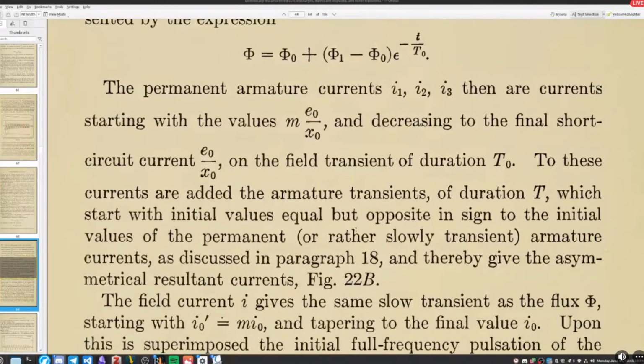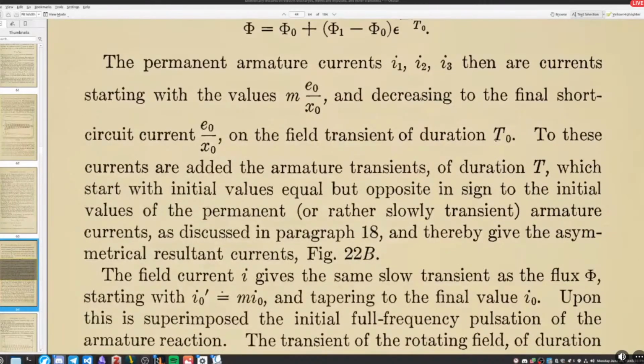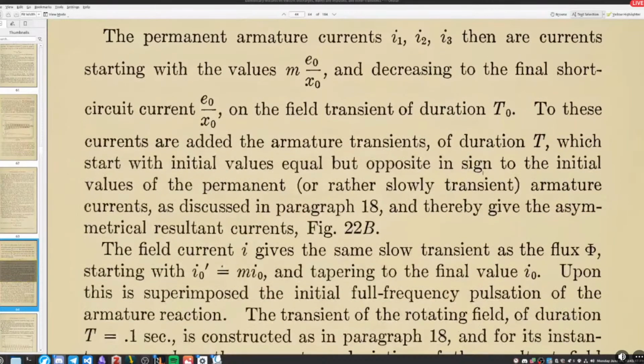The permanent armature currents I1, I2, I3 then are currents starting with the values m E0 over X0 and decreasing to the final short circuit current E0 over X0 on the field transient of duration T0. To these currents are added the armature transients of duration t, which start with the initial values equal but opposite in sign to the initial values of the permanent, or rather slowly transient, armature currents, as discussed in paragraph 18, and thereby give the asymmetrical resultant currents in figure 22b.